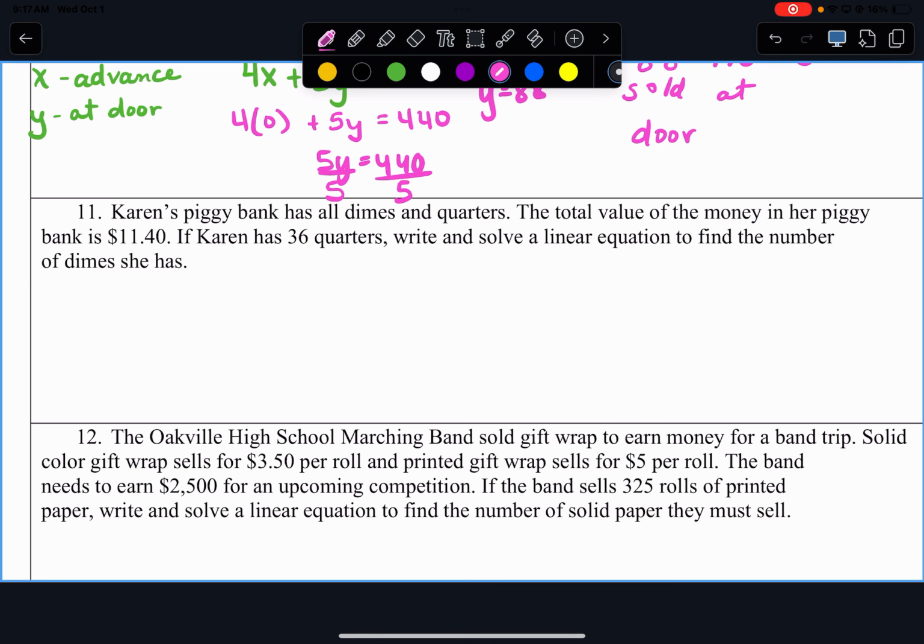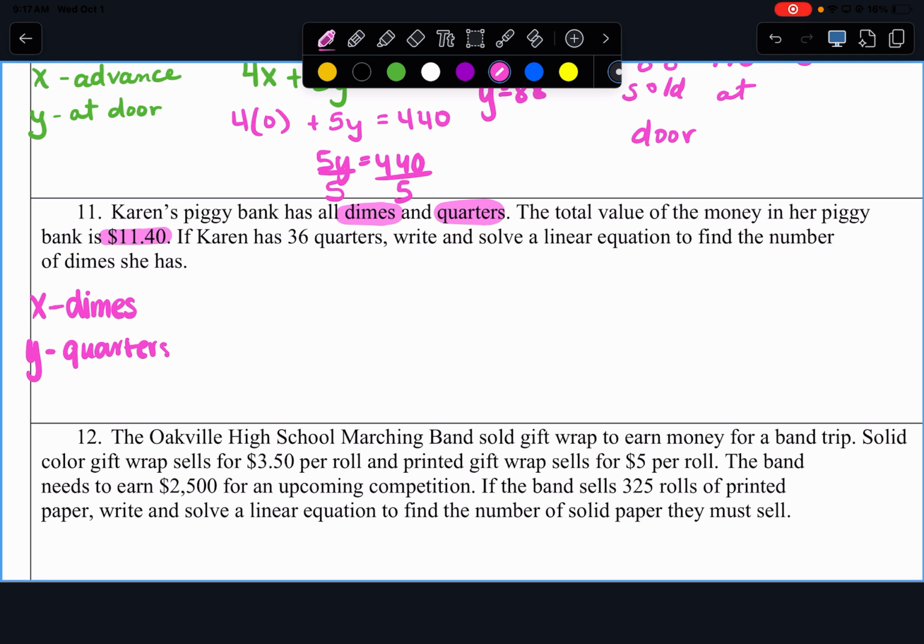So now we're gonna look at 11. Karen's piggy bank has all dimes and all quarters. The total value of the money in her piggy bank is $11.40. So what do we want our x to be? Dimes or quarters? It really doesn't matter. We could make it either. And then y would be our quarters.